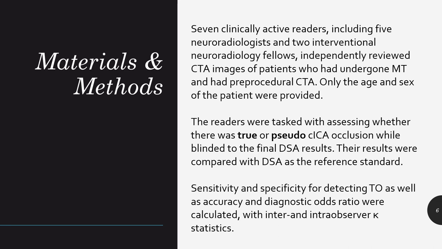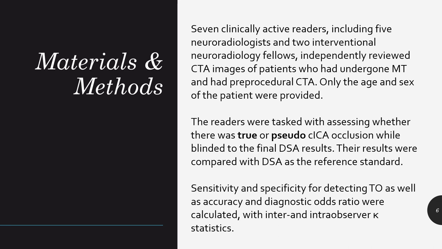So back to the original article. The materials and methods for this particular study: 7 clinically active readers, including 5 neuroradiologists and 2 interventional neuroradiology fellows, independently reviewed CTA images of patients who had undergone mechanical thrombectomy and had pre-procedural CTA. Only the age and the sex of the patient were provided, and this is because the study writers believe that this is what would be available to the radiologists, so we're not going to make their job harder. We're going to see how they would do if this were a real patient.